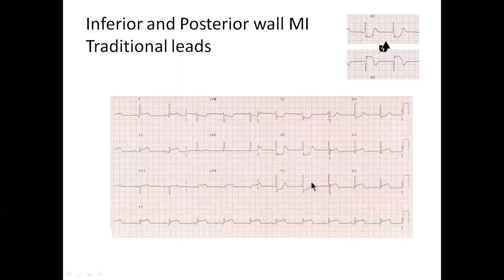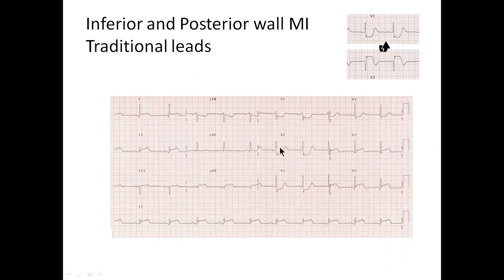So here is a real example. What happens is, when we do our normal traditional ECG, you can see that there is ST elevations here. So we know that there is an inferior wall MI. And then if you bring your eye to V2, you realize that there is a funny looking ST depressions in that.